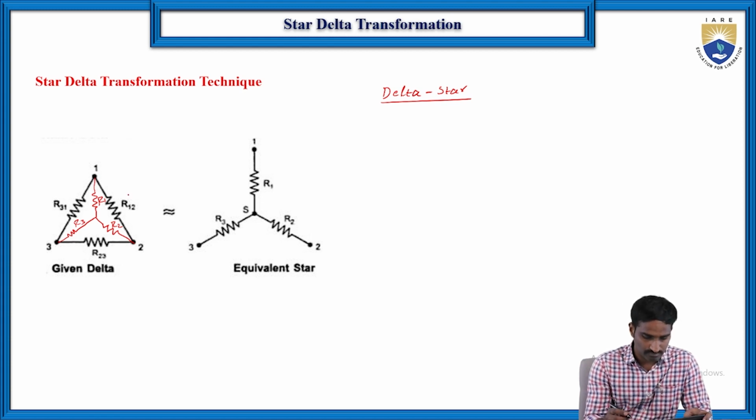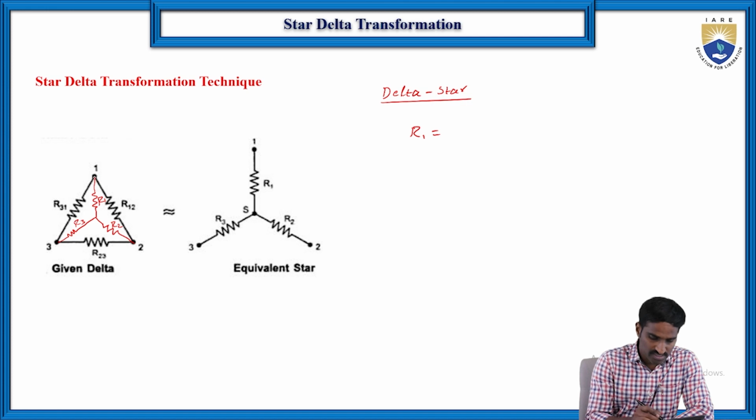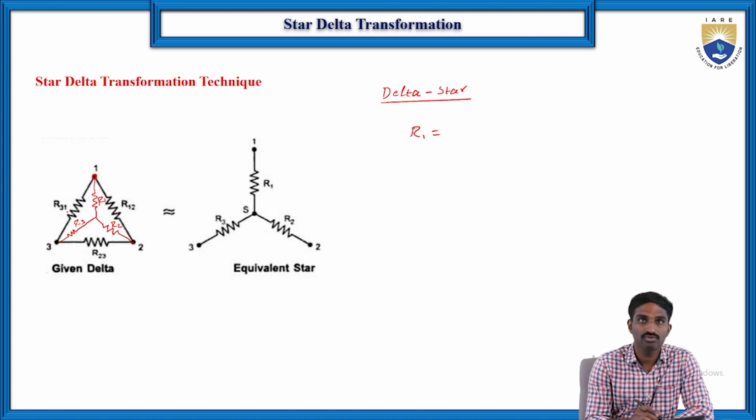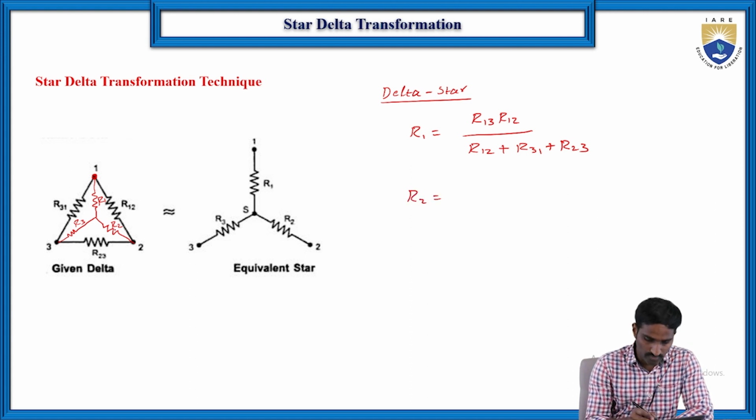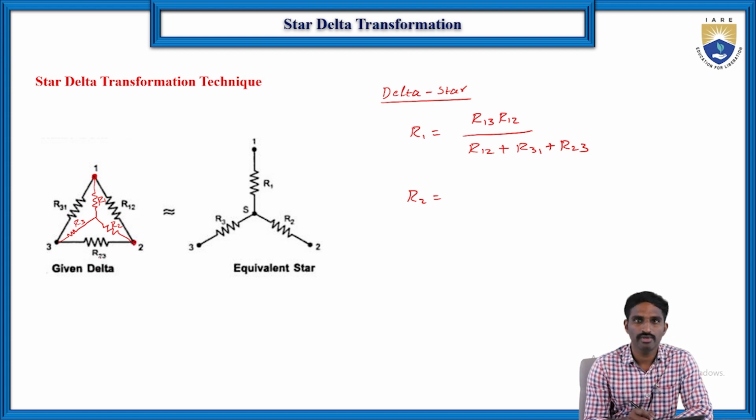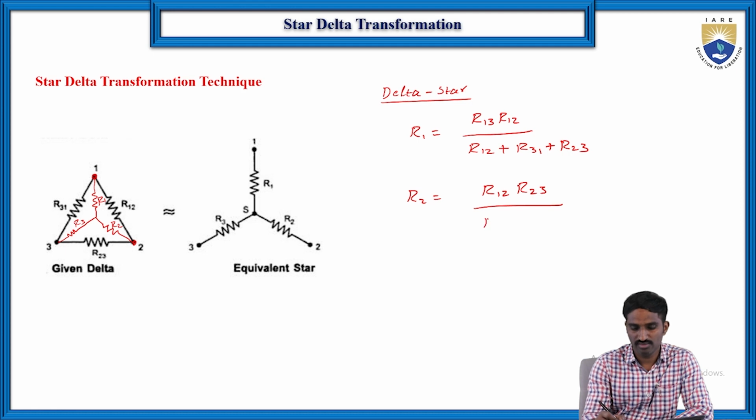How do we find these values? First, suppose we want to find R1. Here R1 is connected to node 1. The other two resistors connected to node 1 are R13 and R12. So R1 is R13 into R12, divided by the total resistance, R12 plus R31 plus R23. Similarly, if you want to find R2, the two resistors connected to the second node are R12 and R23. So R2 is R12 into R23 divided by R12 plus R31 plus R23.